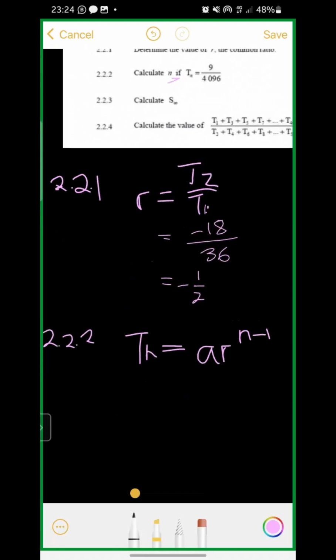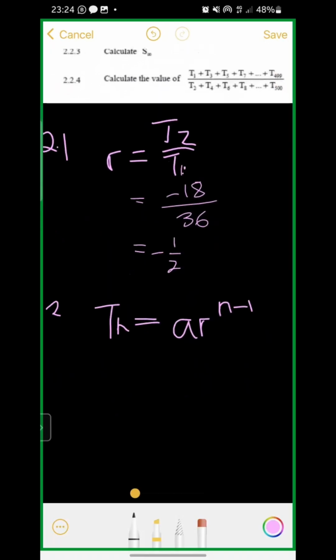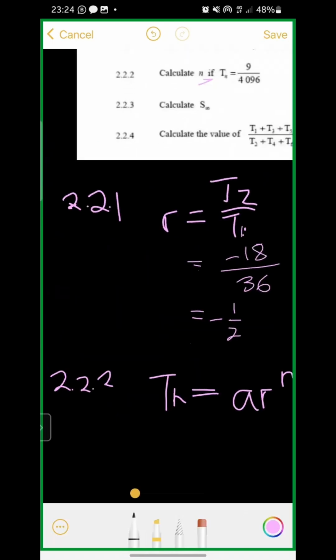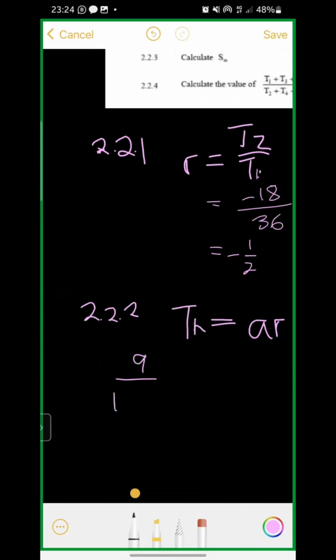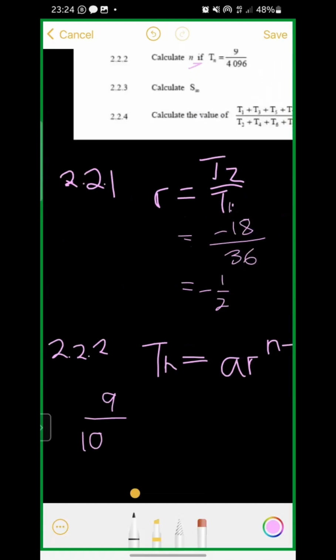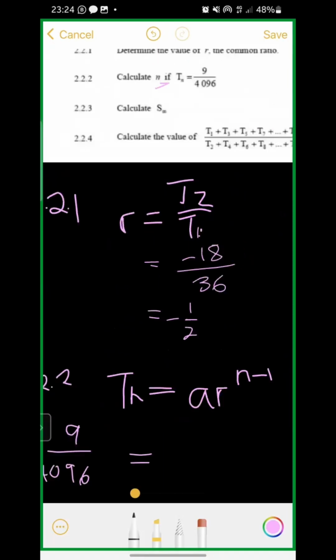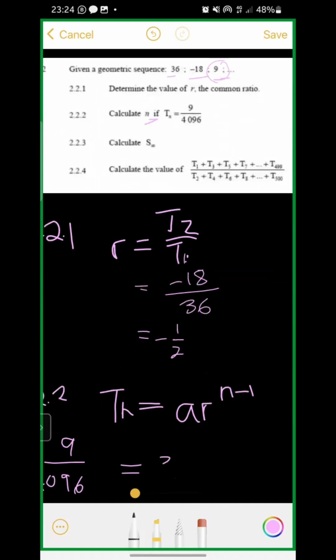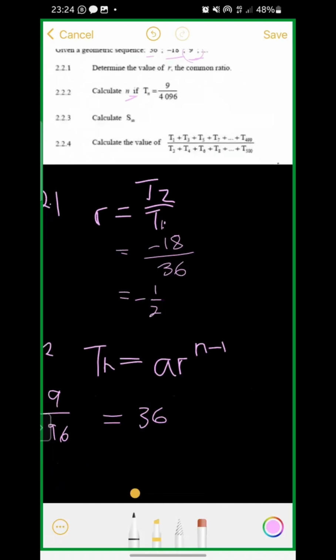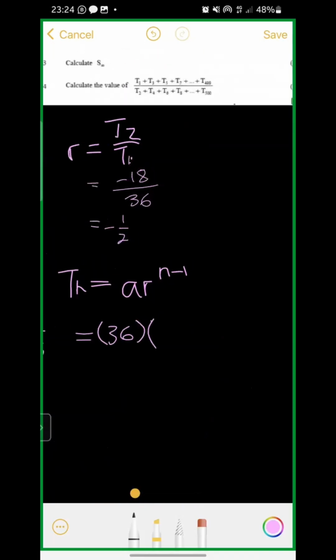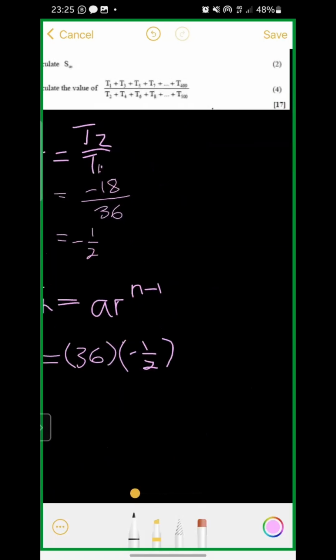Let's see what our value of n is. Here, Tn, we're just going to replace it as they've given us. So they said 9 over 4096. Our value of a is the first term, so there we have it as 36. You can put it in brackets if you like. And our value of r, which we calculated in the previous question, is negative 1 over 2, and all that to the power of n, which is unknown and what we're looking for, minus 1.